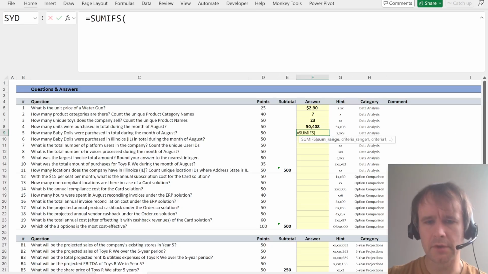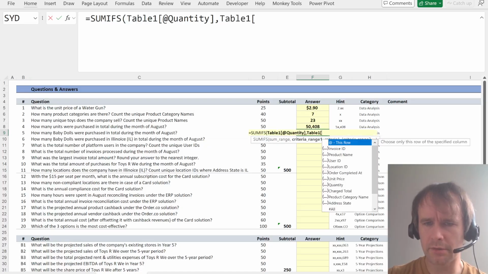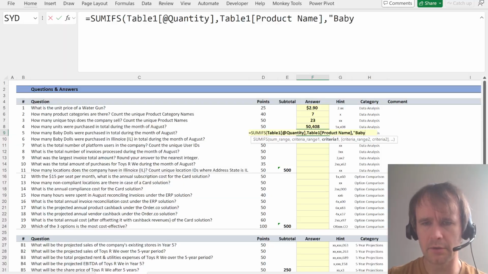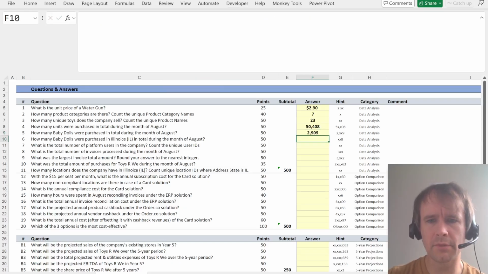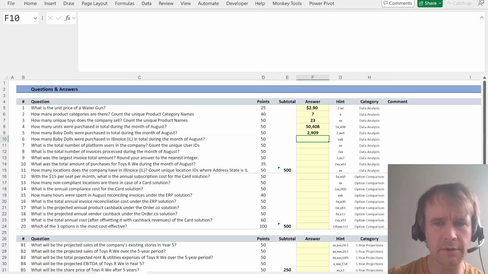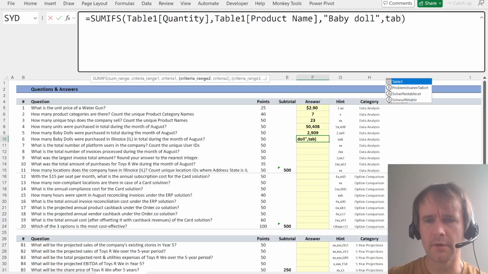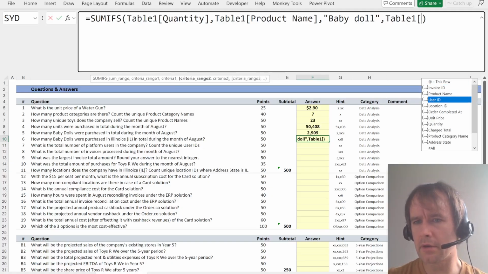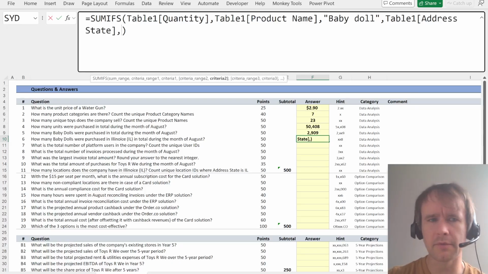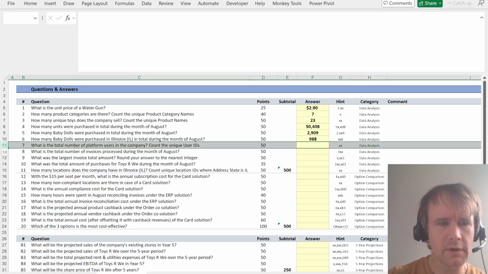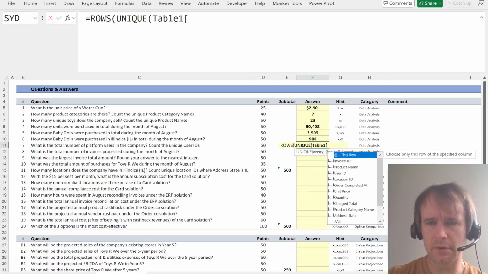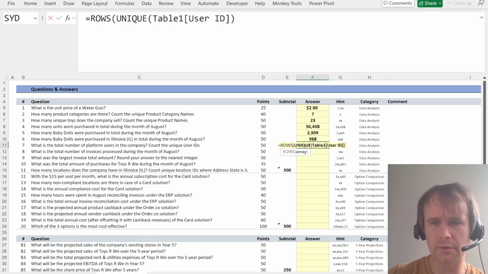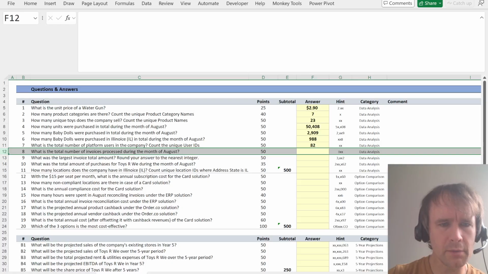How many baby dolls were purchased? Sum ifs, table 1 quantity, where table 1, what's it called, product name? Yes, is baby doll. You didn't like that? What? No. Add quantity. There we go. How many baby dolls were purchased in Illinois? Okay. Table 1, address state. Okay. Is IL. Happy days. The total number of platform users in the company. So again, rows of unique of table 1 of user ID. Yes. 82. Fine. Total number of invoices processed.